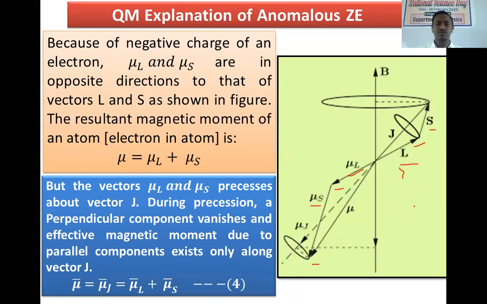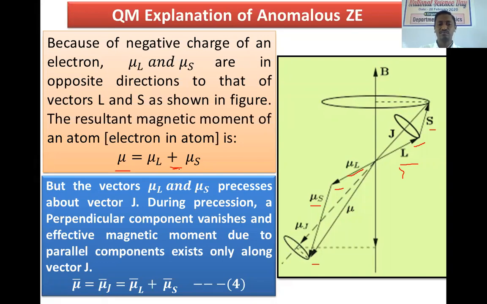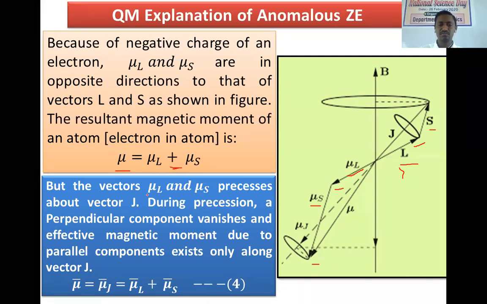Then, by considering orbital as well as spin motion of an electron, we can calculate the resultant magnetic moment in an atom for a single electron as mu equals mu L plus mu S. Here the plus sign denotes not a simple sum, but a vector sum of mu L and mu S. Now, in presence of the magnetic field, the vectors mu L and mu S, that is spin and orbital magnetic moments, precess about the vector J. As we have discussed earlier, this precessional motion is a conical motion on the surface of a cone.